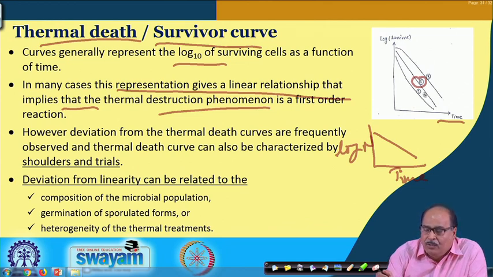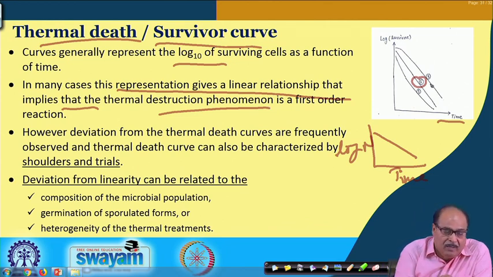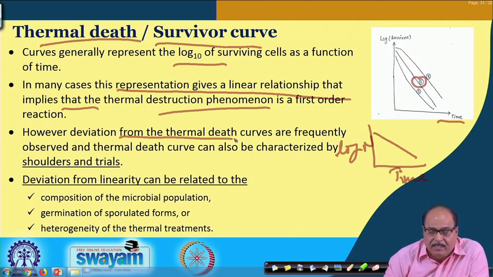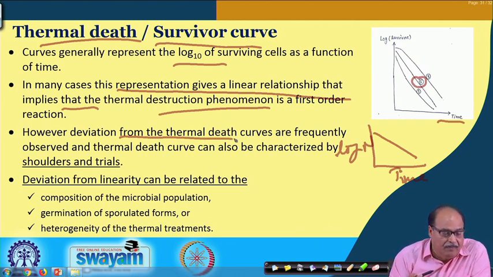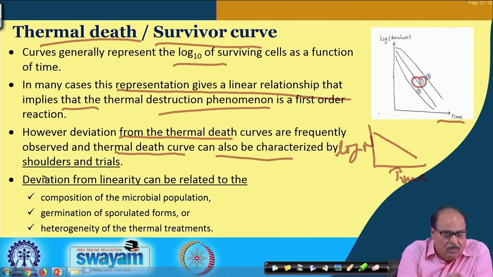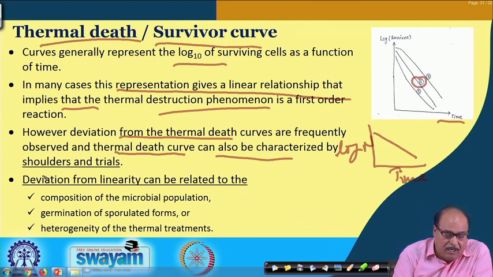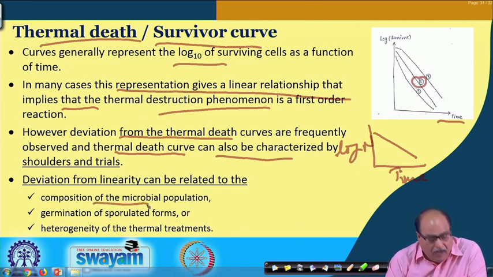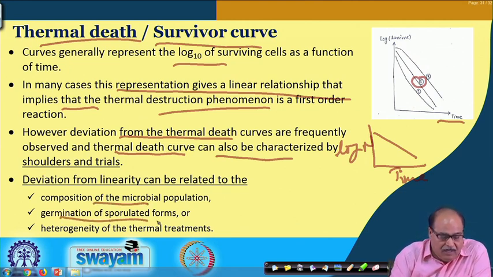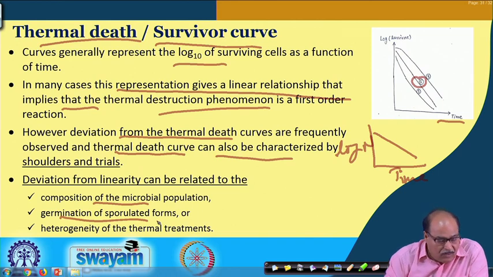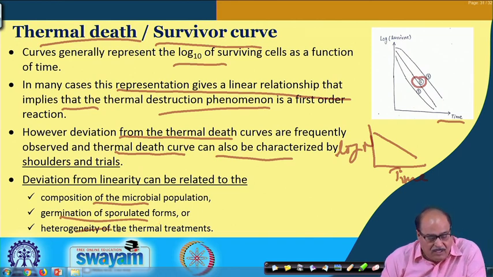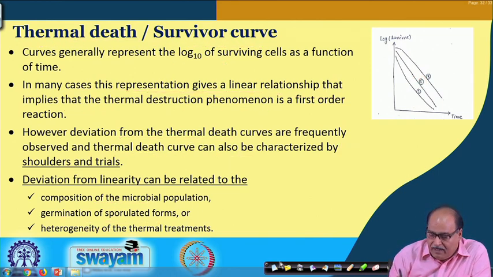However, as you could see in figures 2 and 3, deviations from the thermal death curves may be observed, and this thermal death curve can also be characterized by shoulders and tails. The deviation from the linearity may be related to the composition of the microbial population, germination of sporulated forms, or heterogeneity of the thermal treatment.